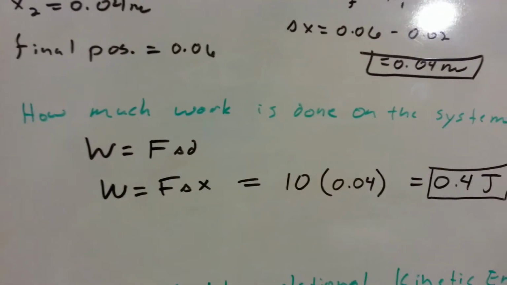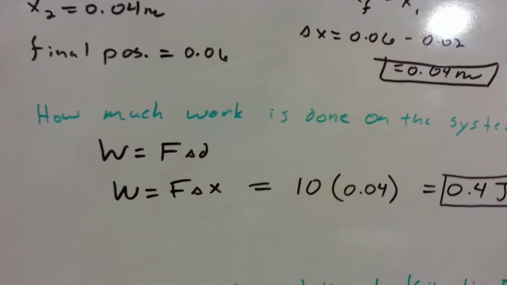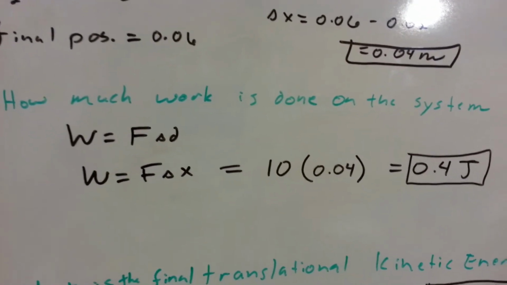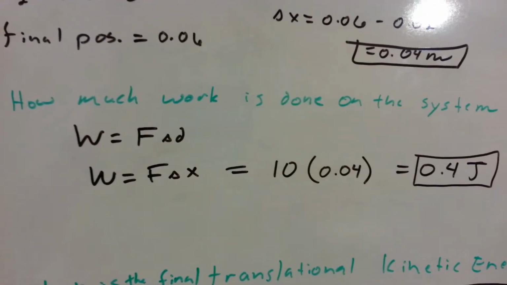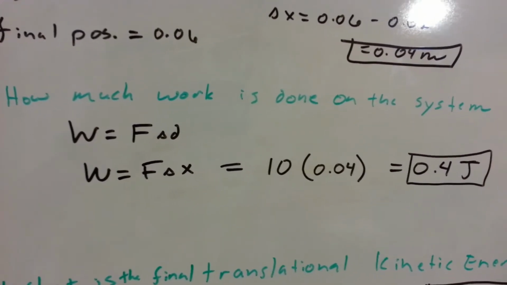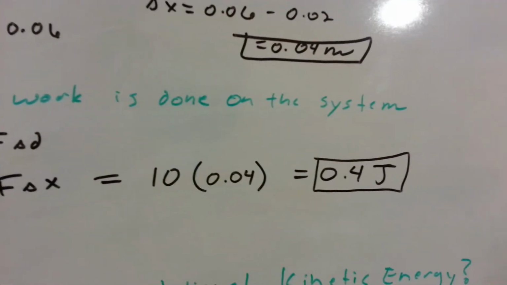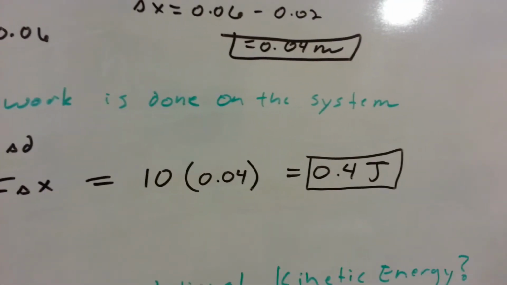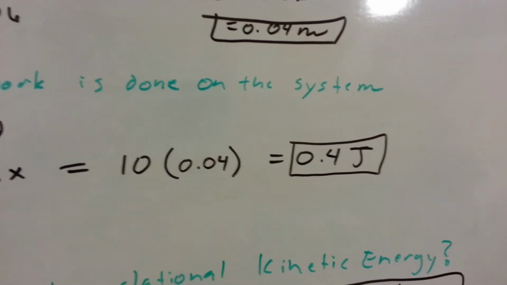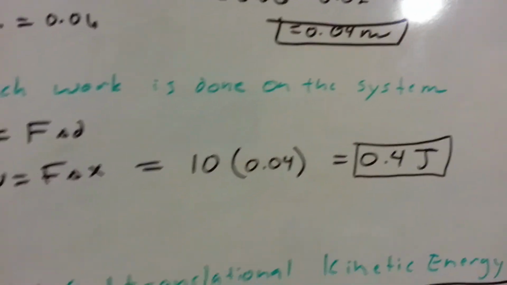So let's see, we have work equals force times delta x. And because we are given our initial conditions and we are given that we have a constant force on this system of 10 newtons, we can easily calculate the work done. Our constant force of 10 newtons times our previously calculated delta x equals 0.4 joules of work.